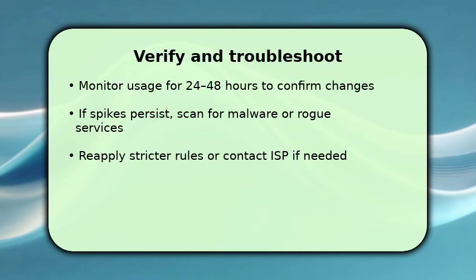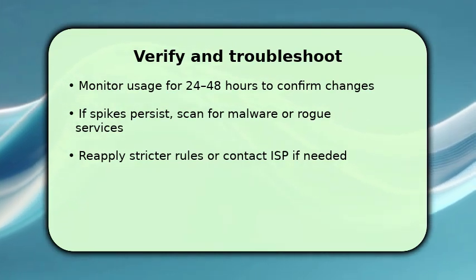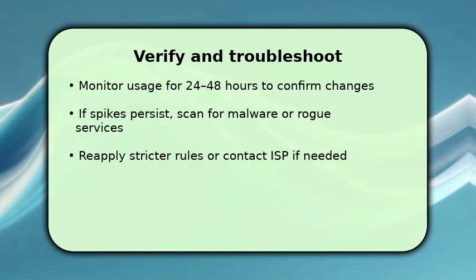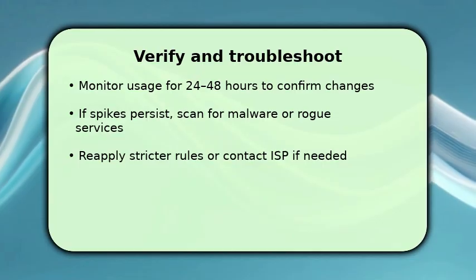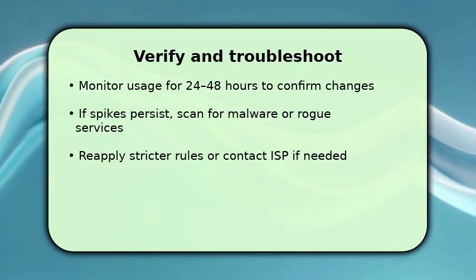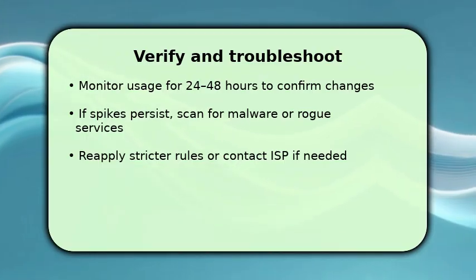You finish by monitoring usage for the next 24 to 48 hours. Check the same task manager and network graphs to confirm reductions. If unexpected spikes continue, run a malware scan and inspect installed services. Some hidden processes re-enable syncing. Make sure to reboot after changes so rules take effect.